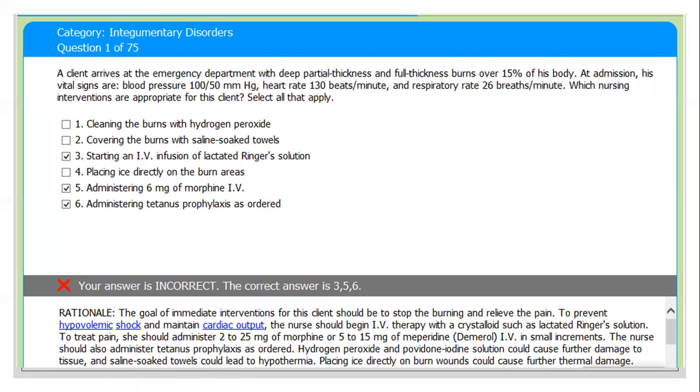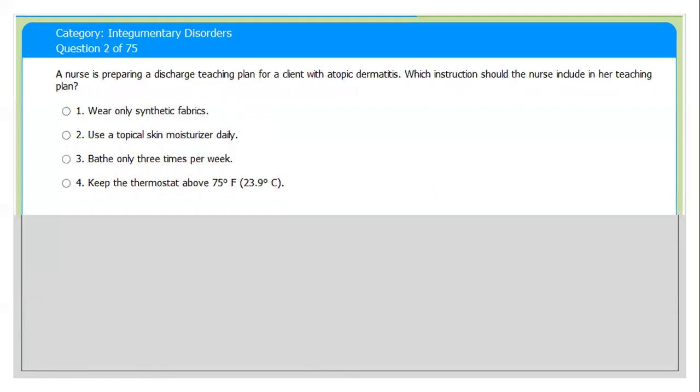Tetanus prophylaxis can prevent any kind of wound infection. Hydrogen peroxide and povidone-iodine solution can cause further damage to the tissue, so it is good to avoid them. A saline-soaked towel could lead to hypothermia, so it is good to avoid that too.